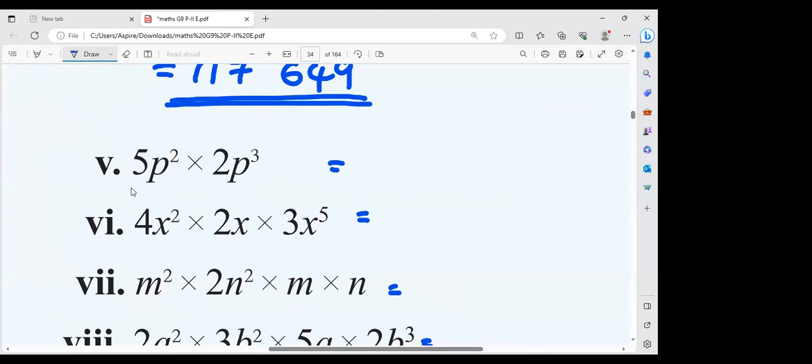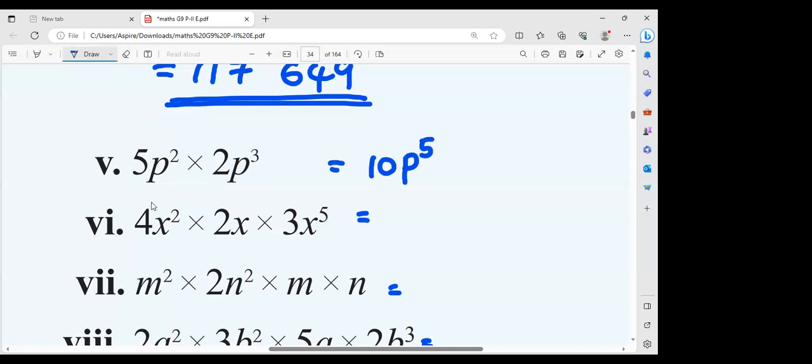5 times? p to the power 5. No, there's 2. Then 5 times 2? 10p to the power of 5. Yes, it is 10. 10 times p to the power of 5. I think you haven't seen the 2. p to the power of 5.